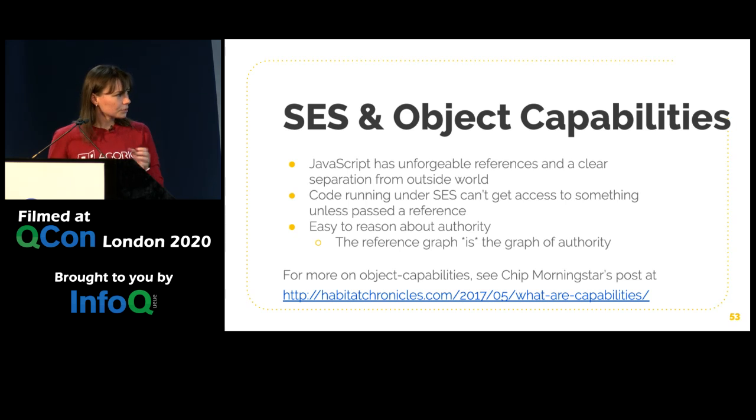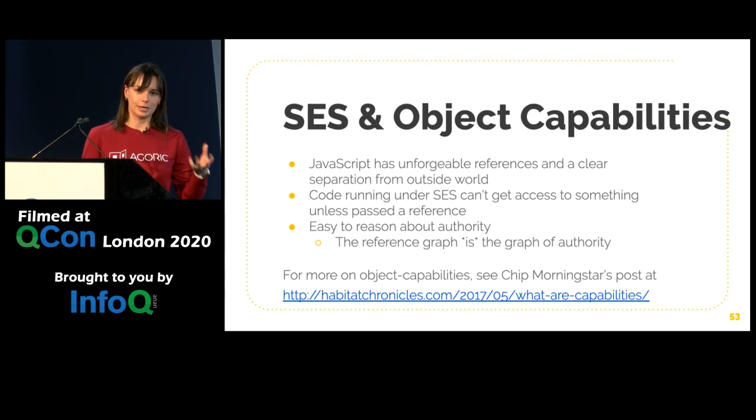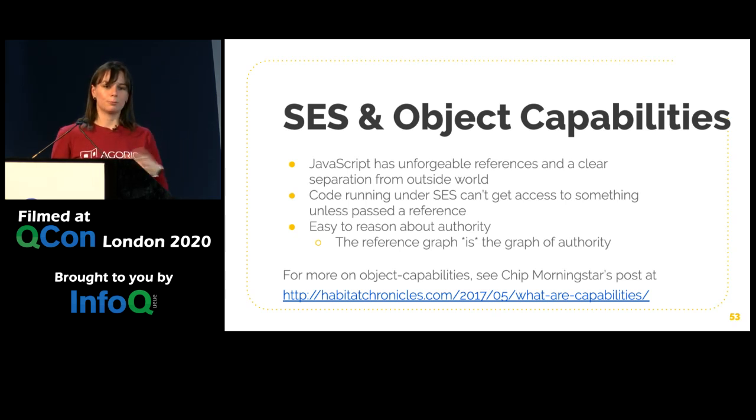JavaScript has unforgeable references. That means that if we don't have access to a specific object, there's no way that we can fake our way or guess our way into getting there. We only have access to an object if someone grants us access to it. And it has a clear separation from the outside world. So JavaScript is very well designed for object capabilities and the use of that pattern. And under object capabilities, it's very easy to reason about authority because the graph of which objects have references to which other objects is actually the graph of authority.